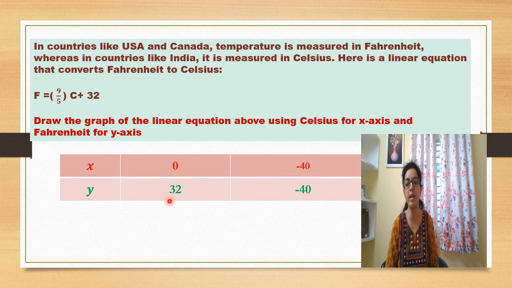And why I used minus 40 and minus 40, that also I'll tell you. When we take the value of x as minus 40, we will get the value of y also minus 40. It means at this value, both Celsius and Fahrenheit are equal. This you can remember also. It's very easy for you to remember. If you take Celsius minus 40, then your Fahrenheit will also be minus 40. Using this information, we are going to plot the graph.